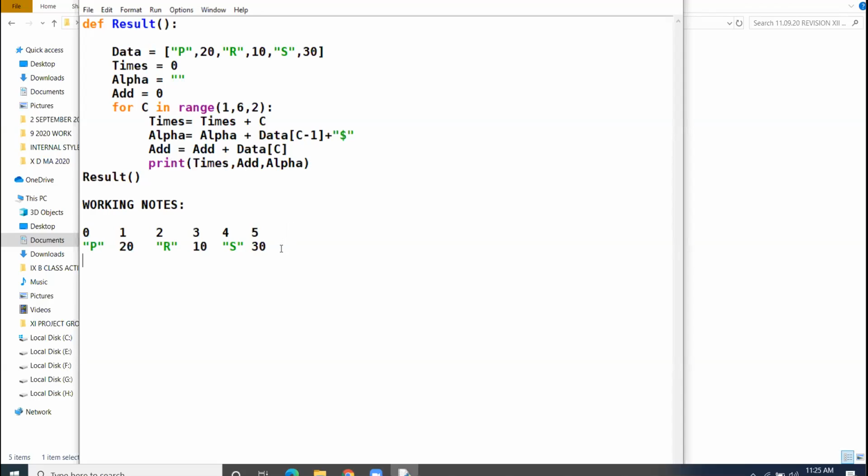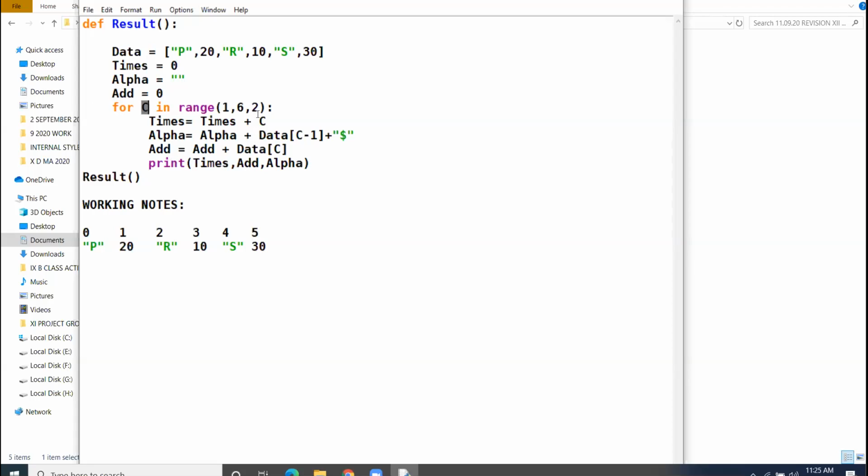Next we have a times variable with the value 0. Alpha is an empty string. Then I have a variable add with the value 0 initially. Now we are starting the for loop and the looping variable is C in range 1, 6, 2.